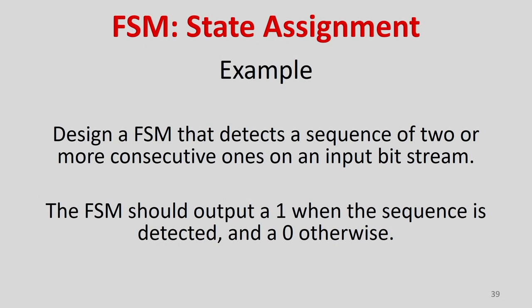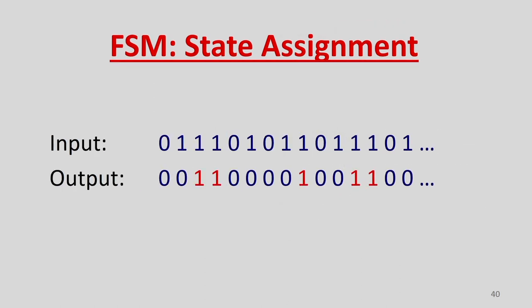Let us look at a concrete example. Design an FSM that detects a sequence of 2 or more consecutive ones on an input bit stream. If the number of ones in the sequence is more than one, then it outputs a 1. So, the FSM should output 1 when the sequence is detected and 0 otherwise. If 2 ones are continuous, then it will detect. In this example, because in the last 2 inputs there are 1s, we are outputting 1.